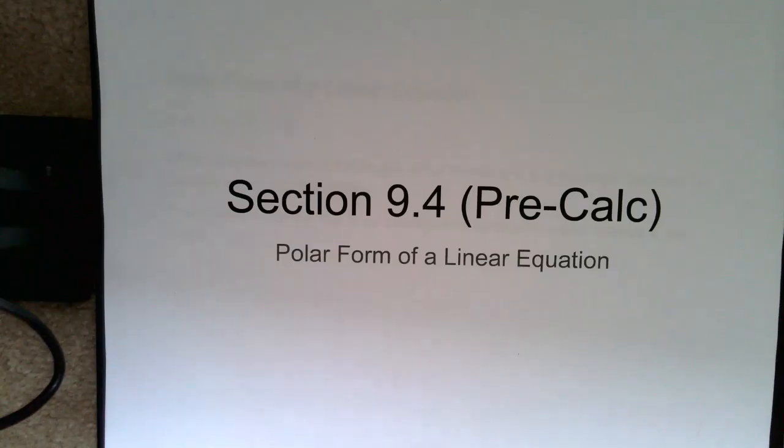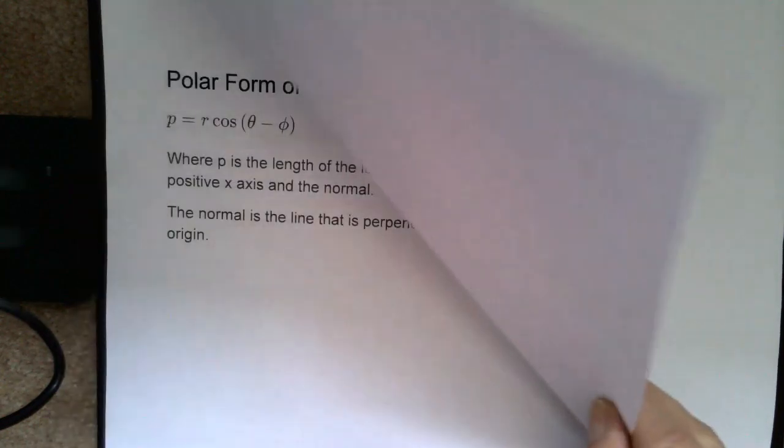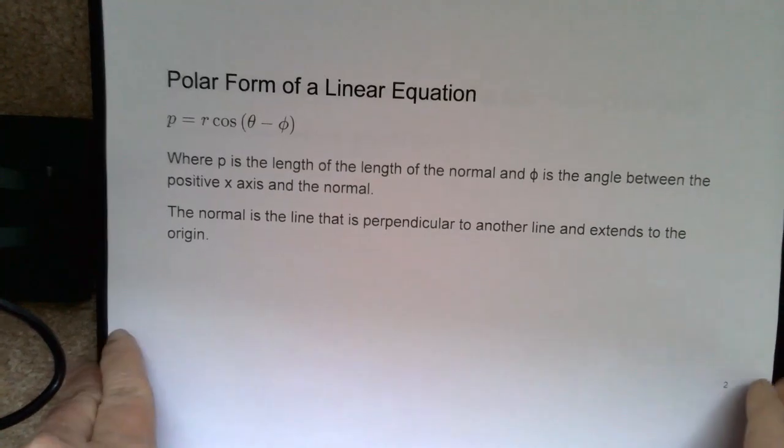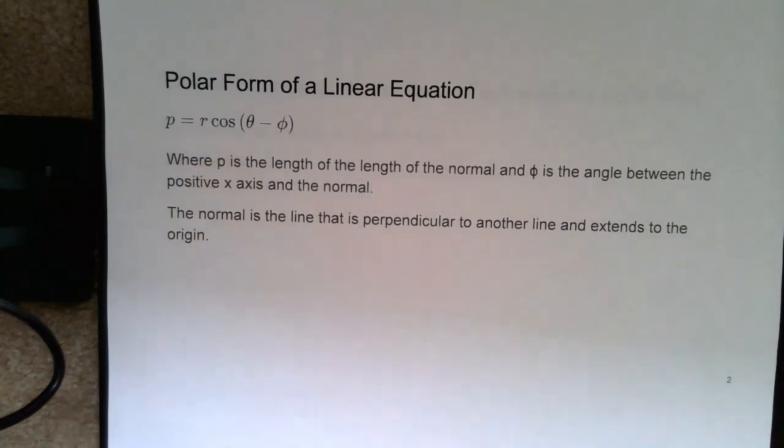Section 9.4 has to do with the polar form of a linear equation. The polar form of a linear equation is p equals r times the cosine of theta minus phi, where p is the length of the normal, and theta is the angle from the positive x-axis and the normal. I'm going to draw you a picture here.